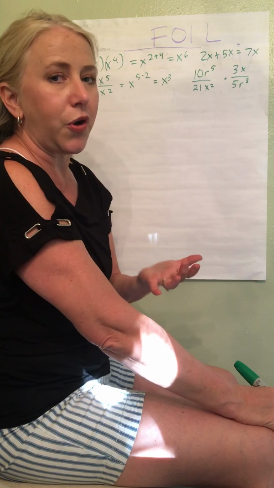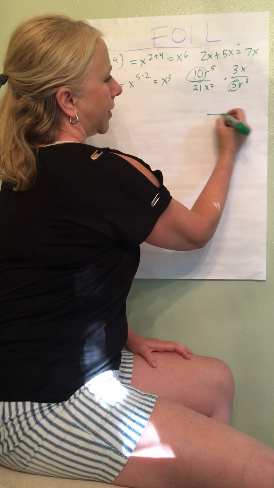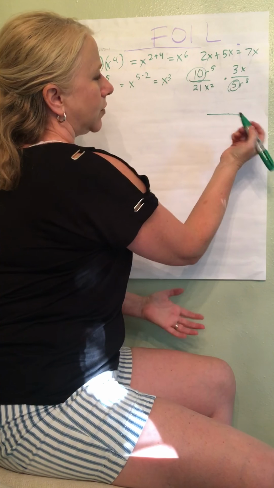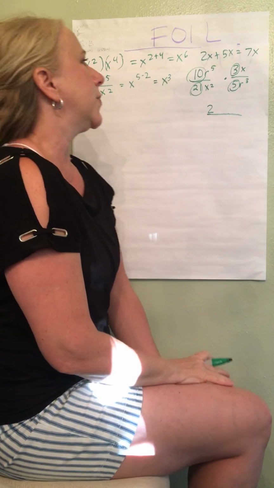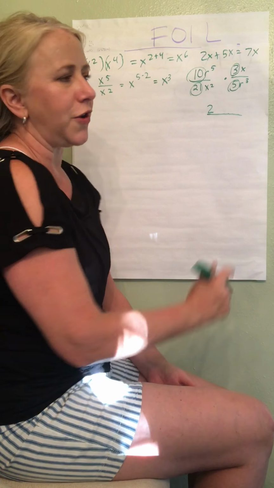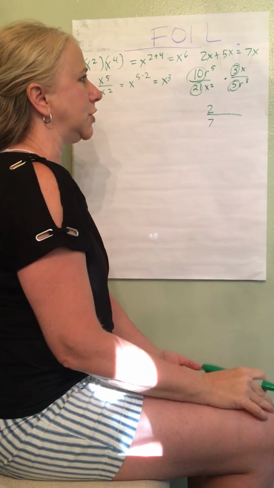Let's first start with the whole numbers. You got a 10 and you got a 5. So what's that going to be? 10 over 5 equals what? 2. Then you got a 3 and you got a 21. 3 over 21 is what? 1 over 7. So you can just put 1 over 7, 2 over 1 equals 2/7.